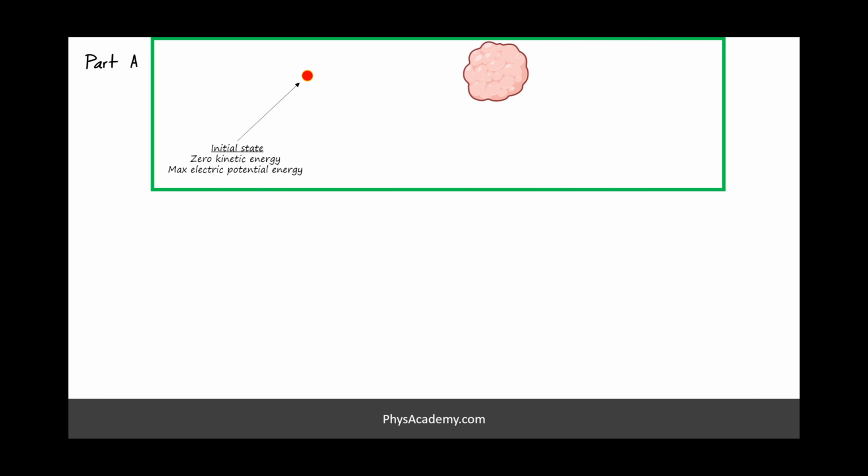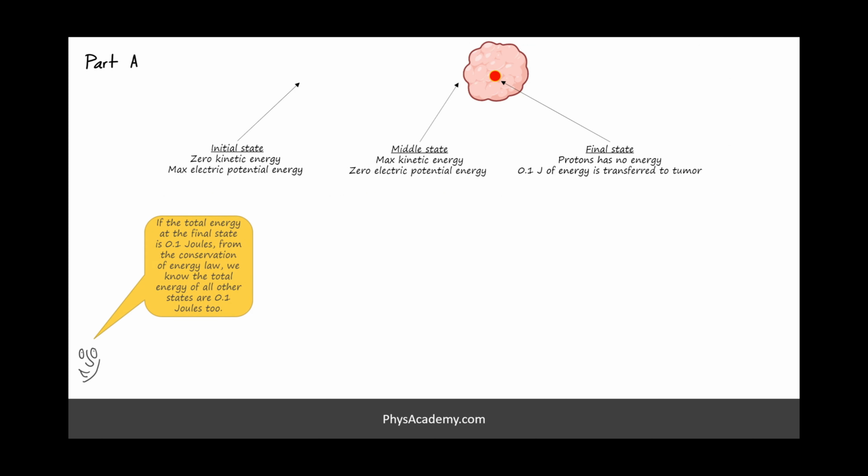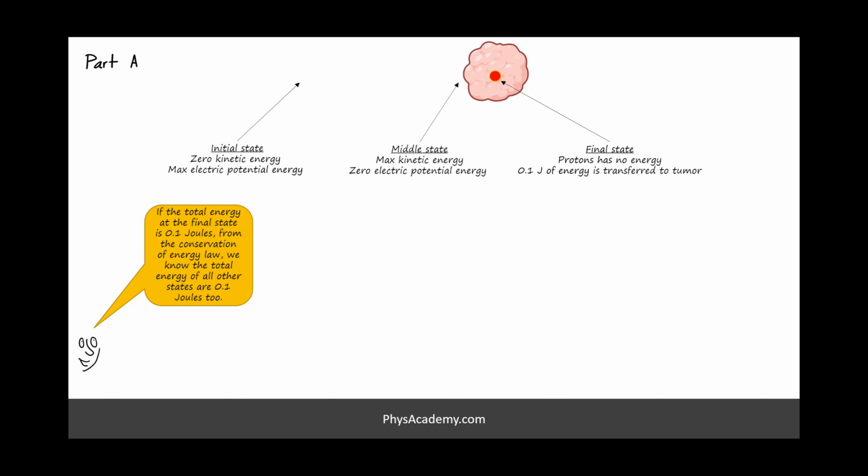This short animation summarizes the stages of the experiment. First, the proton beam, in red on the left, starts from rest and accelerates, then collides with the tumor and eventually comes to rest again. We know the total energy of the beam is 0.1 joules, and at the initial state, kinetic energy is 0, therefore, the total energy is the same as the electric potential energy.